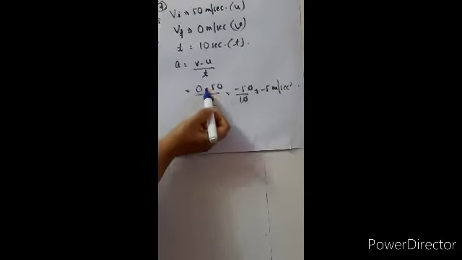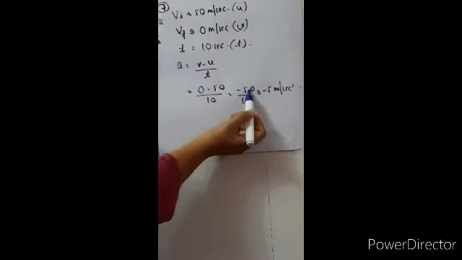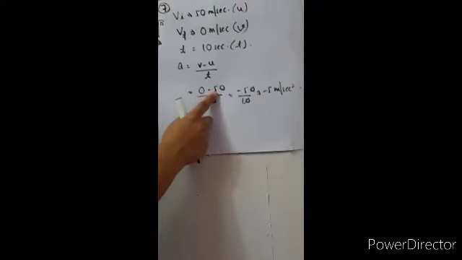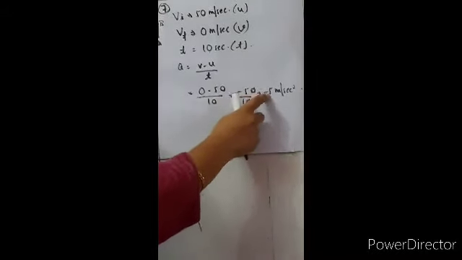Acceleration is final minus initial velocity over time. So, final velocity is what? 0. Initial is 50 over time is 10. So, 0 minus 50 is minus 50. Again, because 50 is greater, so sign minus will come. So, minus 50 over 10. 0, 0 cancel. So, it will be minus 5 meter per second square.